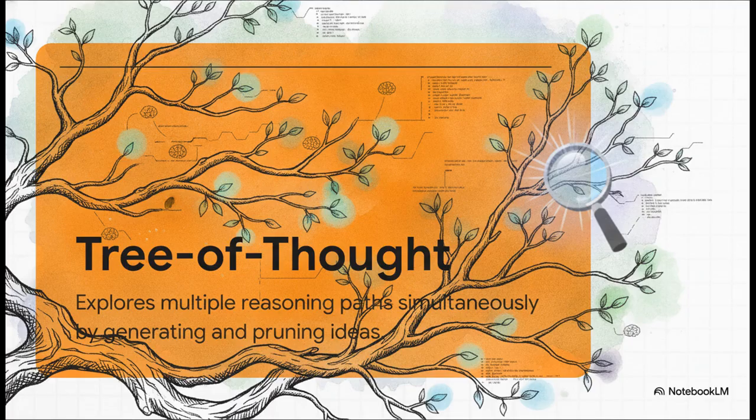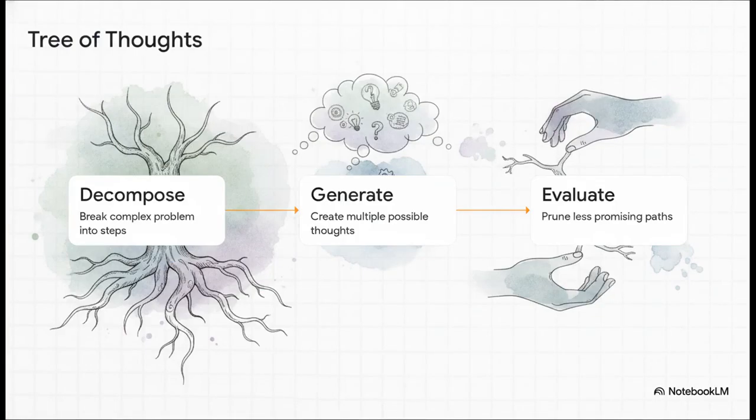Rather than a single straight line of thought, you're asking the model to actively manage, evaluate, and compare multiple solution branches simultaneously. It maps out options, evaluates them, and aggressively prunes the bad ones. To actually pull this off, your prompt needs to be structured in 3 phases.